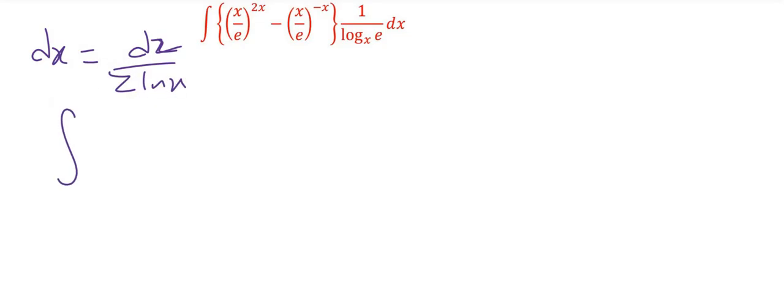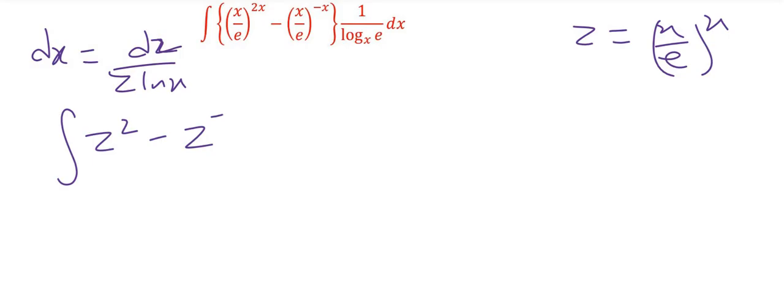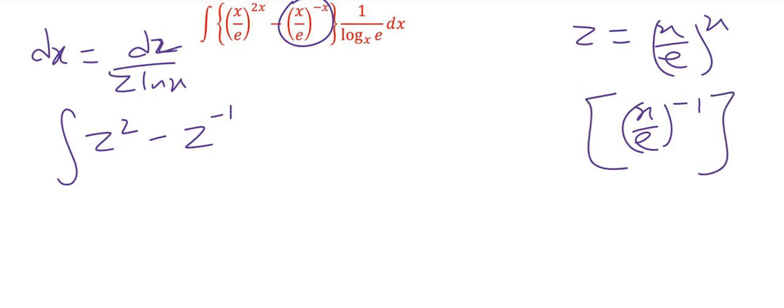Now, the integration question, this is already z. Don't forget, I have z squared. I represented x over e to the power of x as z. So that's z squared minus z to the power of minus 1, because this part is the same thing as x over e to the power of x, to the power of minus 1, law of indices. So the whole of this is z, so it is z to the power of negative 1.